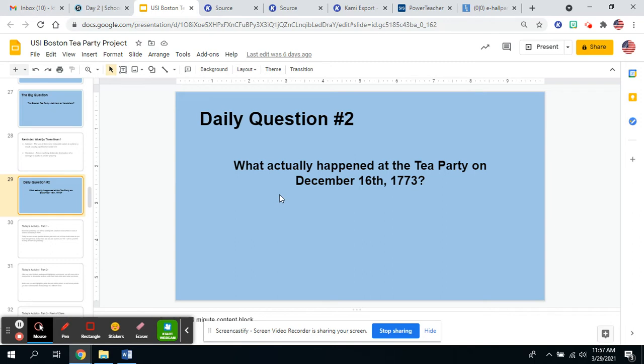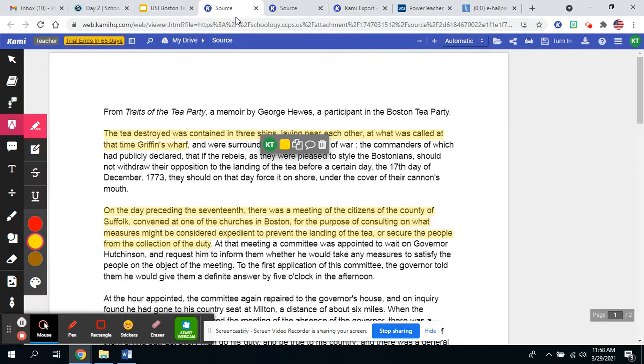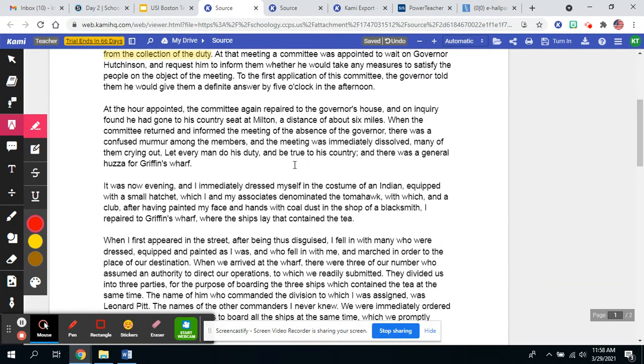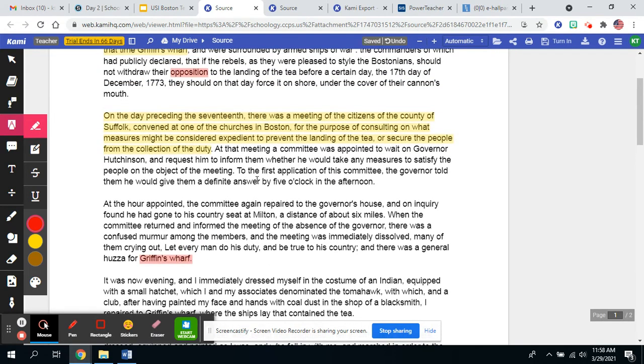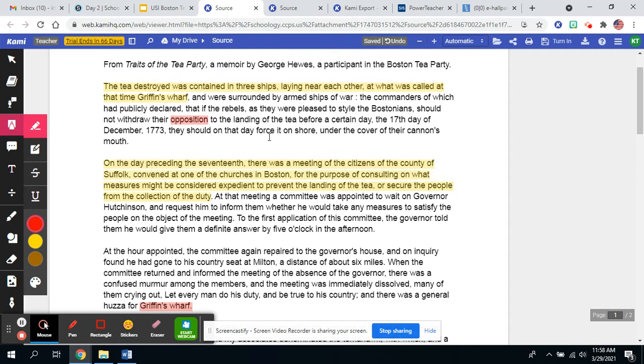The process you're going to take for analyzing the sources is exactly the same that we did for Day 1. You will open up your source, and I will be looking at source number 1 for right now. The first thing you're going to do is read through it and highlight in red any words that you may not know. So if you don't know the word opposition, you want to highlight that in red. Maybe if you scroll down a little bit farther and you don't know what Griffin's Wharf is, you want to highlight that. Any word you don't know, highlight in red so that you can either Google it and look it up or ask me in class and I'll be able to give you the definition of it.